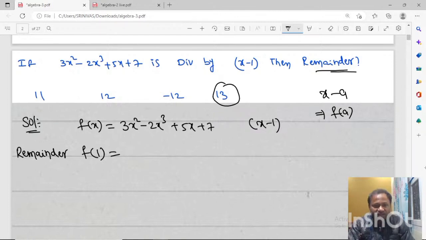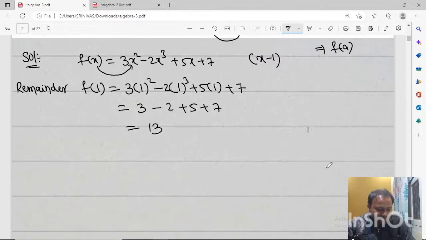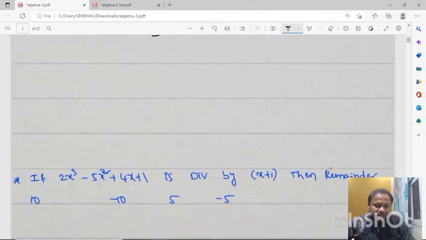Substitute f of 1. Instead of x, we need to substitute 1. 3 into 1 square minus 2 into 1 cube plus 5 into 1 plus 7. The answer is 3 minus 2 plus 5 plus 7. So 12, 15 minus 2 is nothing but 13. Yes, everybody said correct. Sahana as well as Swapna, Nayana as well as Sangeeta, Veena, okay. Everybody said correct. Next, Vinayan also said the same answer.